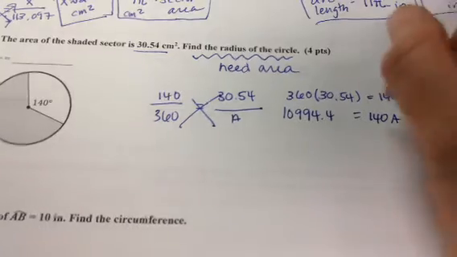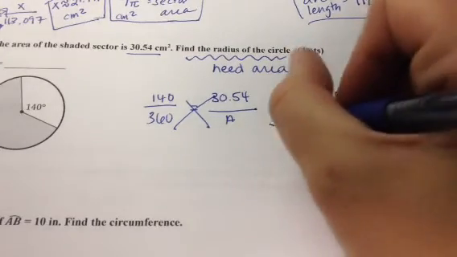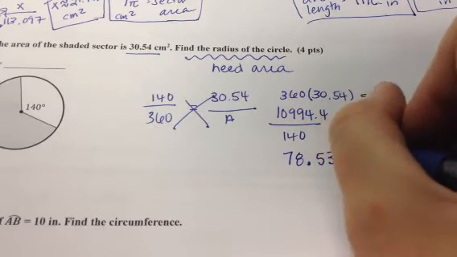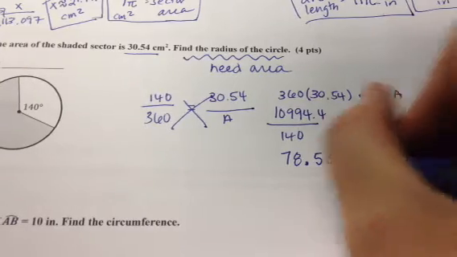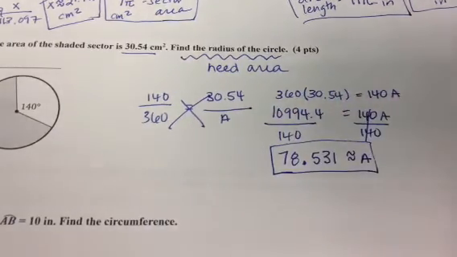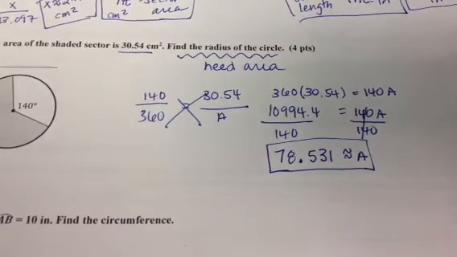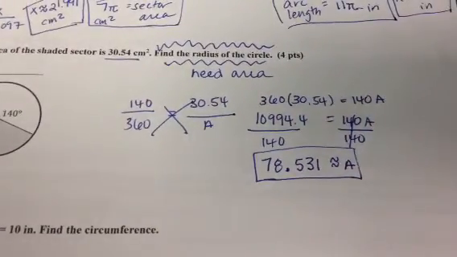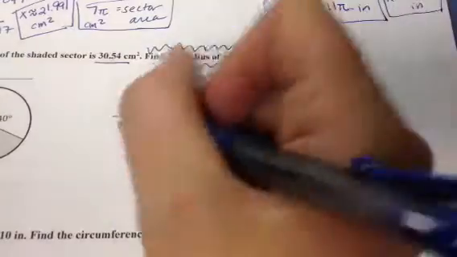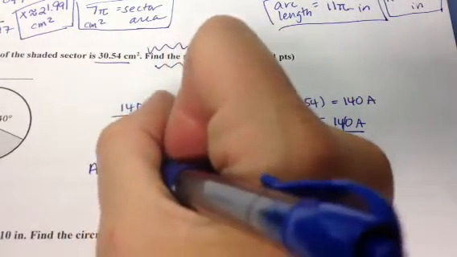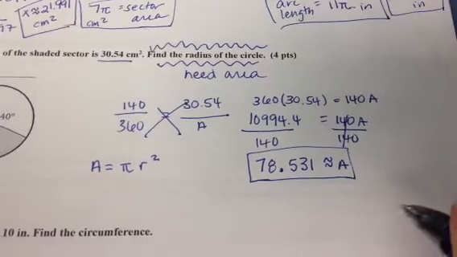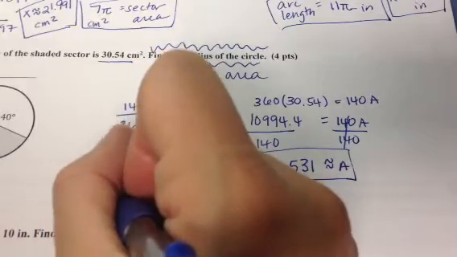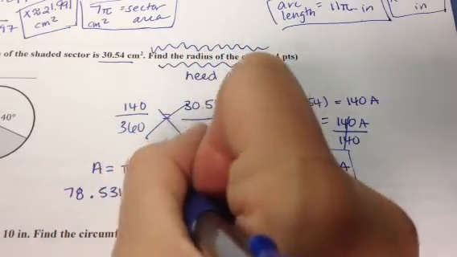Divide both sides by 140. And we end up with 78.531 is the approximate area of that circle. Okay, that's not the answer to our question, but that's the approximate area. Now, this question is asking us to find the radius of the circle. You can do that from the area because you know that area is equal to pi times the radius squared. So we'll just plug this in for A. That's 78.531 equals pi r squared.